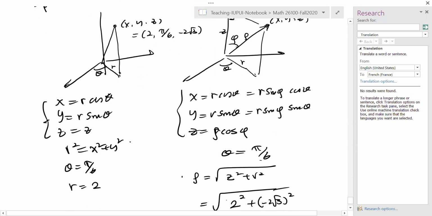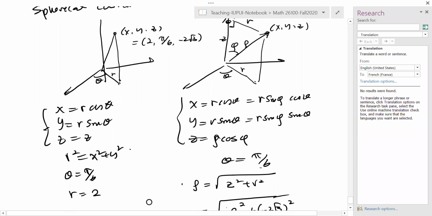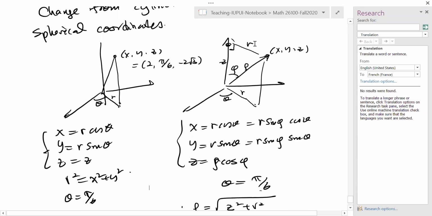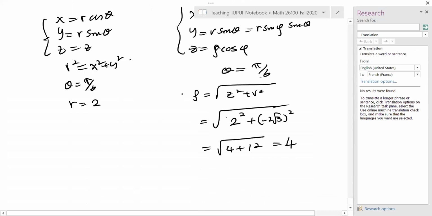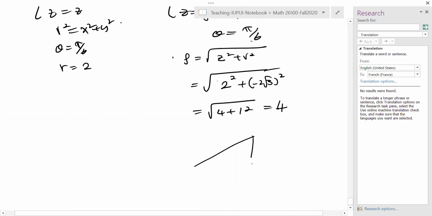So you get rho, and then phi is much easier to get, right? r is going to be 2. Rho is going to be 4, then, and clearly phi should be equal to 30 degrees. So you have a triangle here. Rho equals 4, r equals 2, that's phi. So phi should be equal to pi over 6. So you get all of the information you need.